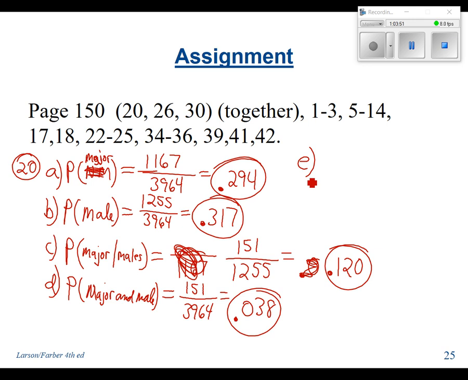If they were independent, what should have happened with those last two? They should be relatively similar. They should have been the same. So are they independent of each other? No, they're dependent because can you be a nursing major and be a male? Yes.